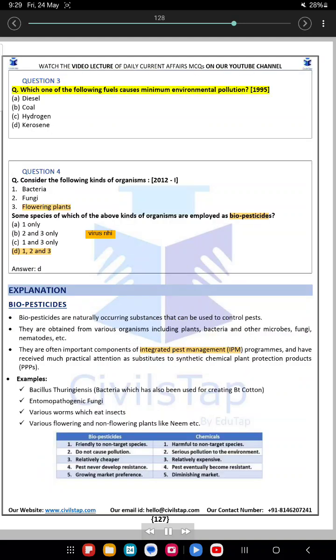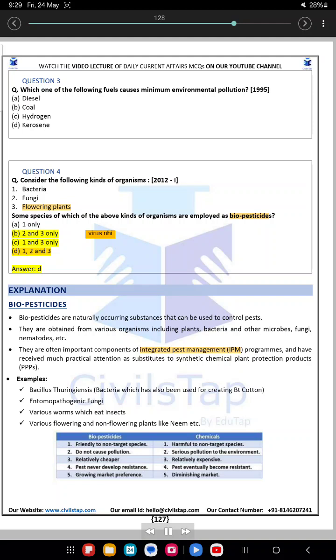Which one of the following fuels causes minimum environmental pollution? 1995. A. Diesel, B. Coal, C. Hydrogen, D. Kerosene. Question 4. Consider the following kinds of organisms. 2012 I. 1. Bacteria. 2. Fungi. 3. Flowering plants. Some species of which of the above kinds of organisms are employed as biopesticide?